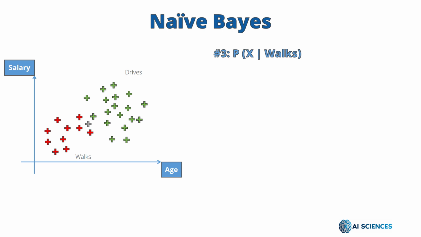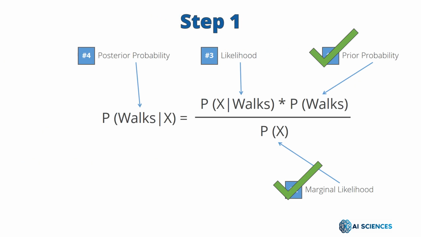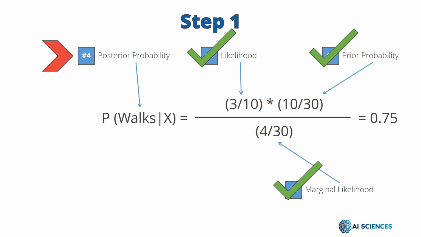Now let's calculate the likelihood. We are going to draw this circle again. The probability of the feature given the person walks to the office is equal to the number of similar observations among those who walk divided by the total number of walkers. Here we consider only the persons who walk to the office, so we don't need the information about the persons who drive. The number of similar observations among those who walk is 3, and the total number of walkers in this graph is 10. So the probability of the feature given the employee walks to the office is 3 by 10. We have already calculated the likelihood. Now if we put all these values into this equation, we get the posterior probability, that is 0.75.